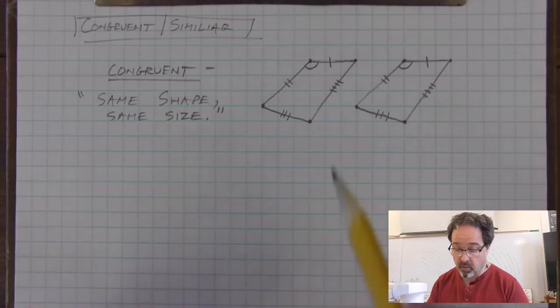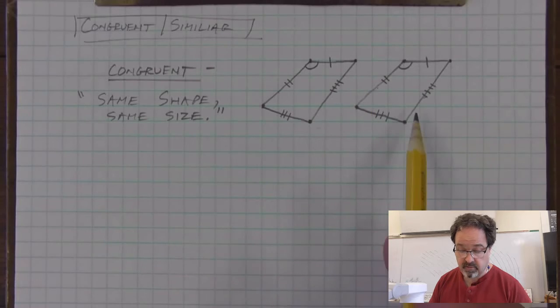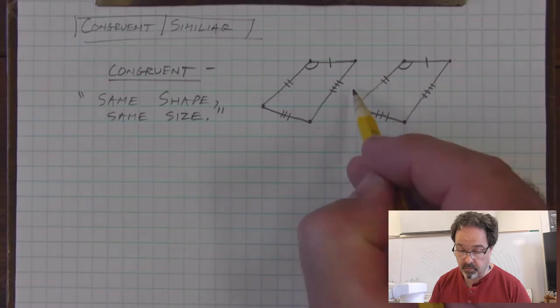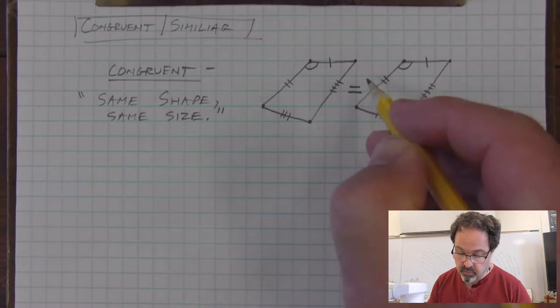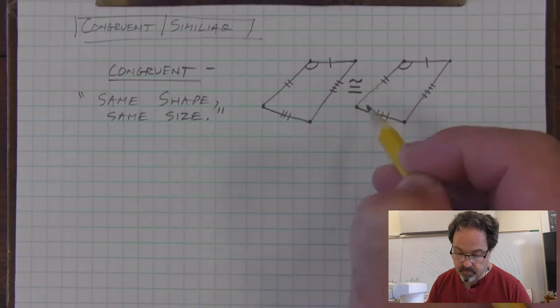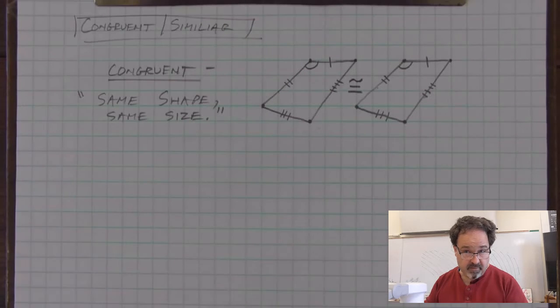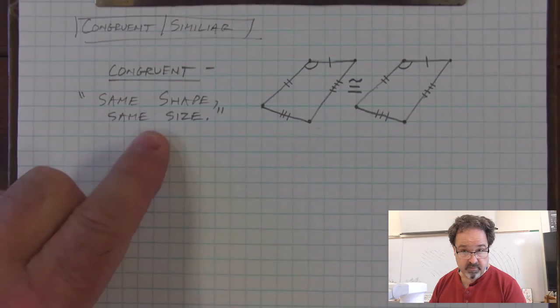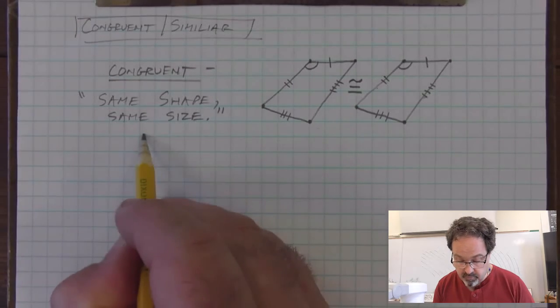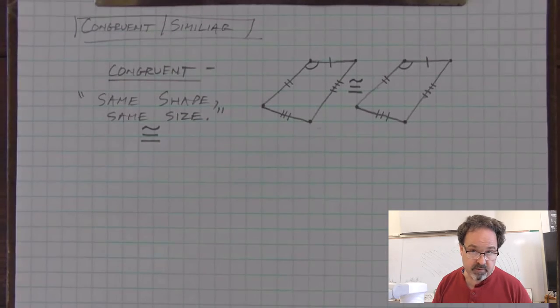I might go and find that all other corresponding angles are equal, which would mean that these two shapes are the same shape and the same size. All corresponding angles and sides are equal. These shapes are congruent. If I put the symbol for congruence in between, which is an equal sign with a tilde above it, then this says the relationship between these shapes is that they are congruent. They're the same shape and the same size. And the symbol for congruence, again, is an equal sign with a wavy line or a tilde above it.